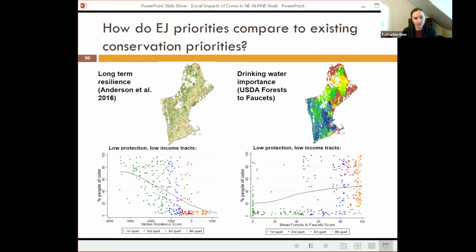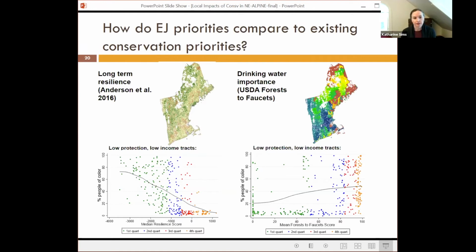Then for the tracts that have low availability of protected land and are also low income, we mapped out those ecological scores against the percent of people of color in each tract. And the point of this is to understand where those ecological prioritizations might be a win-win for environmental justice and where they might inadvertently reproduce existing inequalities. So what we find is instances of both.